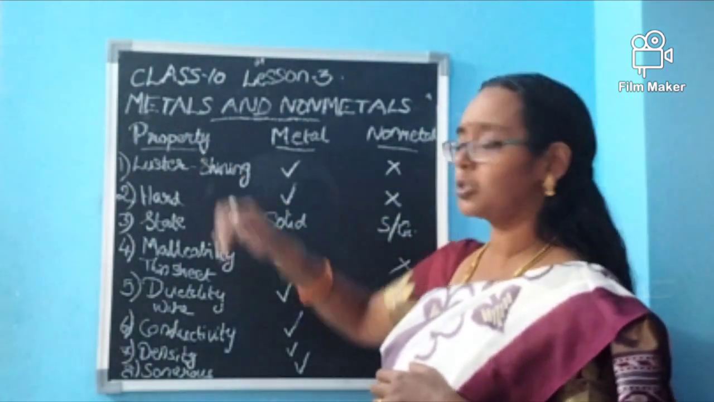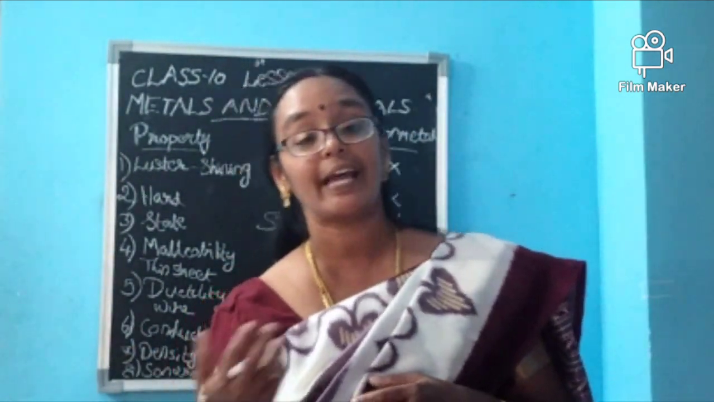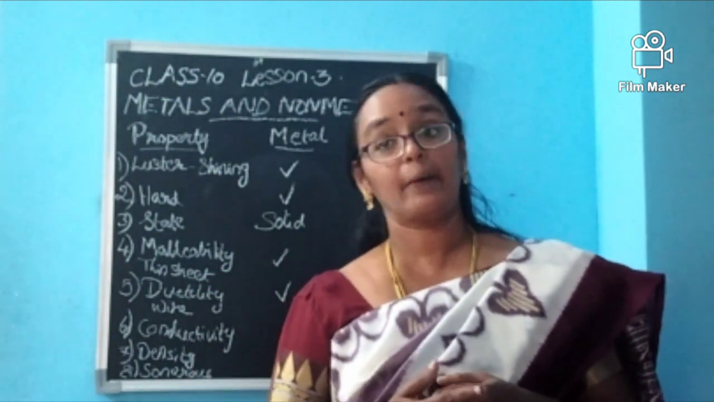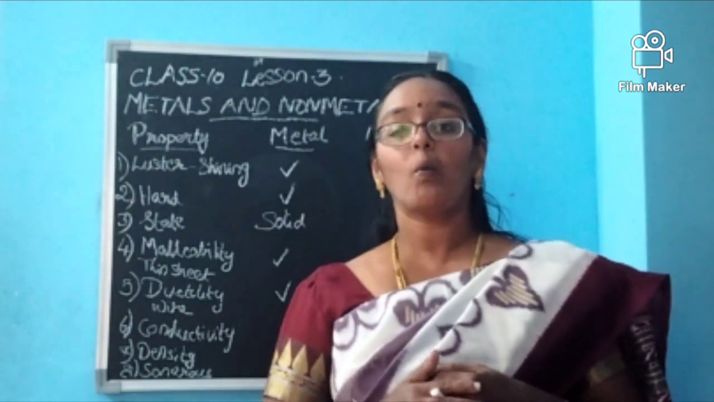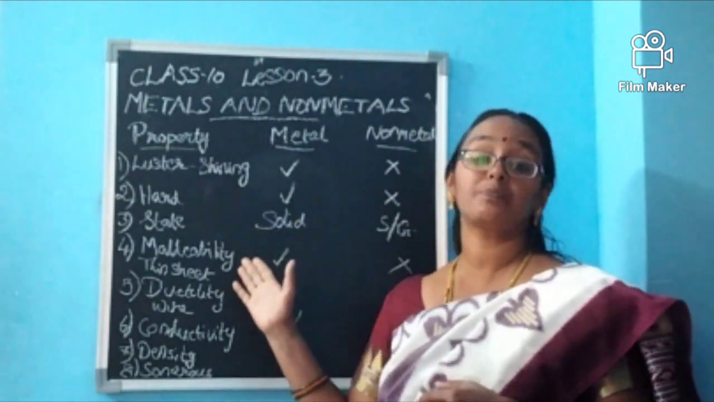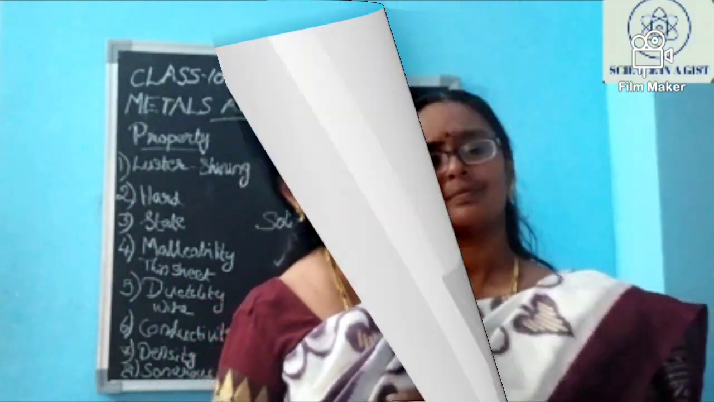Then the last point, there was no space for me, so I didn't write it. Actually, what will happen when metal reacts with oxygen? Metals form basic oxides, while non-metals form acidic oxides. So the physical properties of metals and non-metals are finished. Now we are moving to the chemical properties.